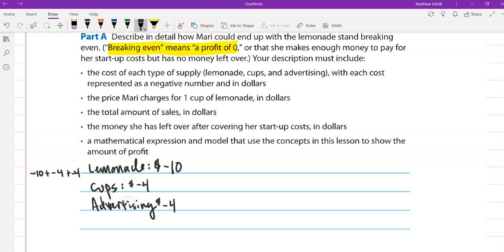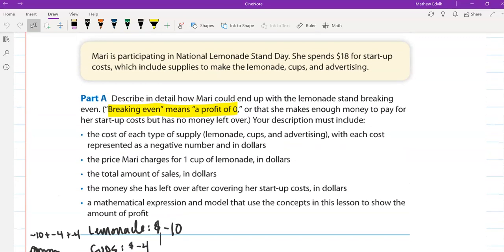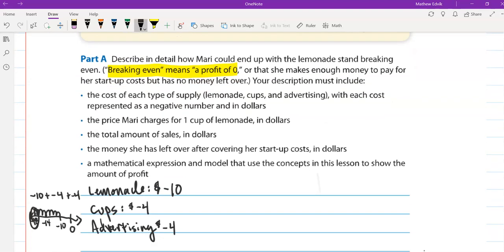And so if I was on a number line like we've been practicing, here's 0, and I started at negative 10, and then went 1, 2, 3, 4, that would be negative 14, and then 1, 2, 3, 4, that would be negative 18. So that's my right number. So I have the right numbers for how much she spent for her startup costs.